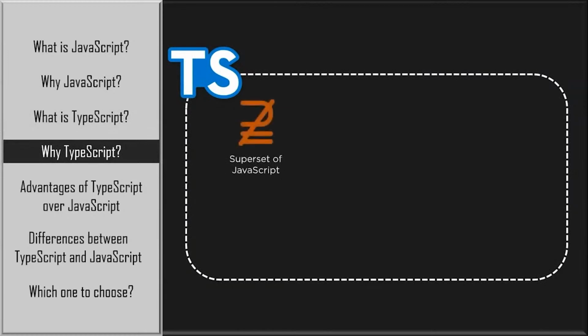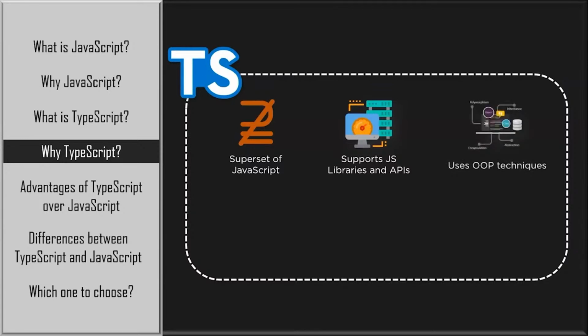Firstly, it's a superset of JavaScript. As mentioned earlier, TypeScript is a superset of JavaScript. Now it supports all JavaScript libraries and APIs. In fact, Angular, which is a JavaScript framework that is used to build single-page applications, is completely written in TypeScript. Now, TypeScript uses object-oriented programming concepts. With the increase in code complexity, JavaScript had to fulfill the requirements of object-oriented programming. Hence, TypeScript was introduced to bridge the gap.